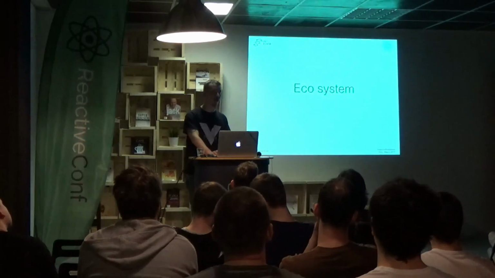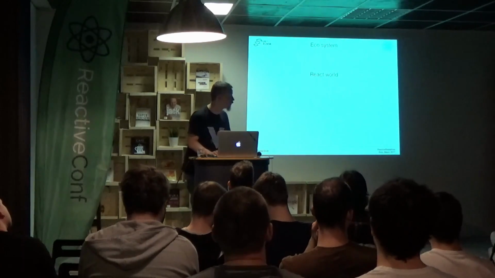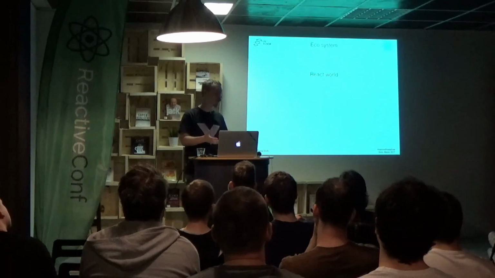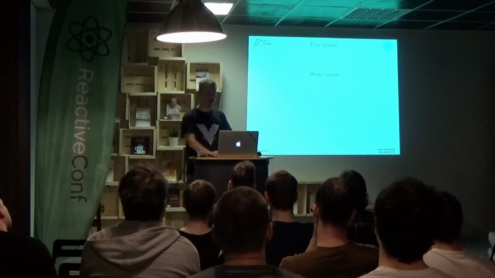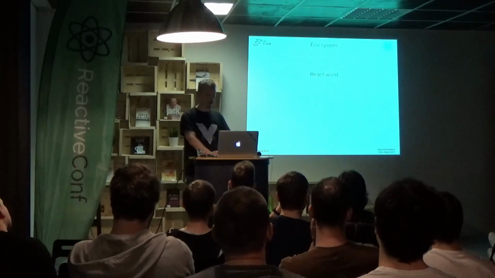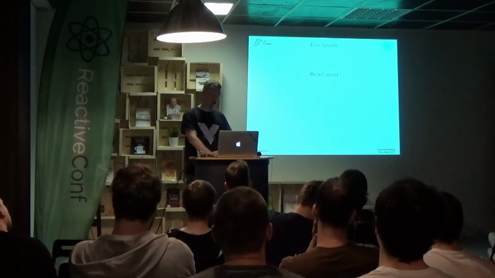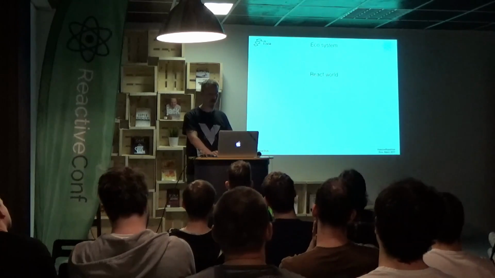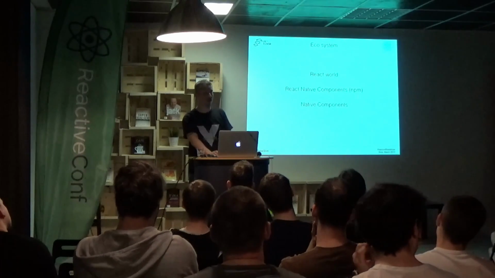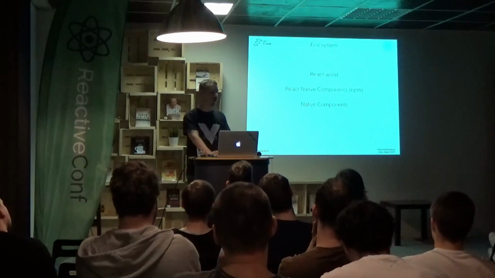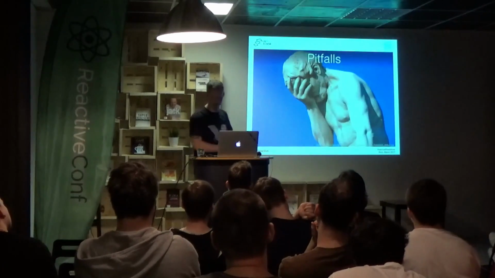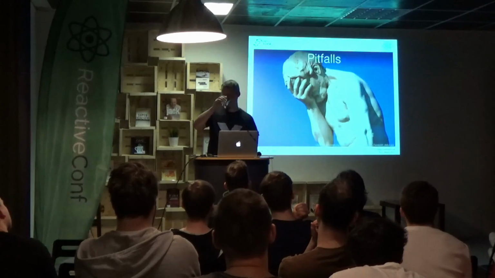The ecosystem available for React Native is, well, of course, parts of the React world. Everything that does not utilize the DOM can be used. So Redux, Flux, whatever, everything without DOM connections. Lots of JavaScript components, and quite a couple of collections of native stuff. Okay, so that's for the basics. Let's go on to the pitfalls.